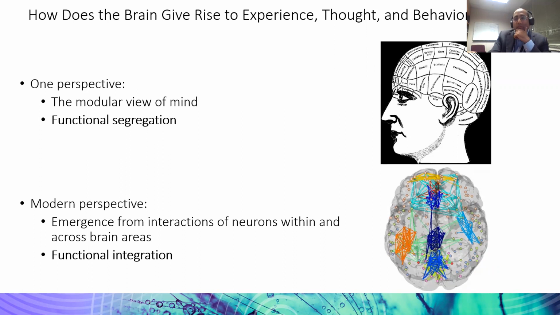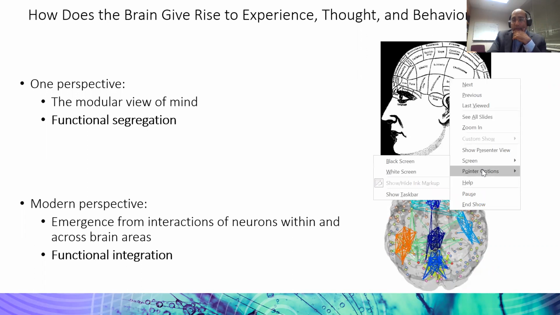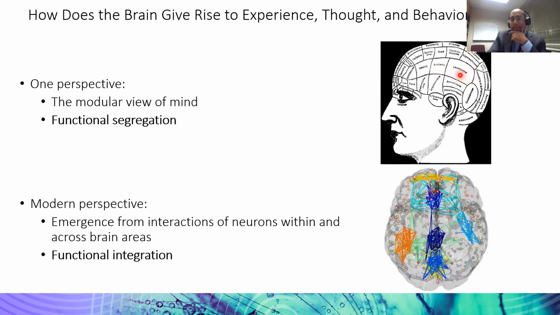One perspective on the brain, which we call phrenology, from the early 1800s and 1900s, is that some parts of the brain have specific functions. For example, some parts of the brain would be for thinking, some parts would be about language, some part would be about seeing, and so on and so forth. But the modern perspective is that none of these brain parts actually exist or function in isolation, but rather they interact, and these interactions are very complex. In this sense, we can think of the brain as a complex network. And these complex interactions are what the consciousness or different experiences, thoughts, and behaviors arise from.